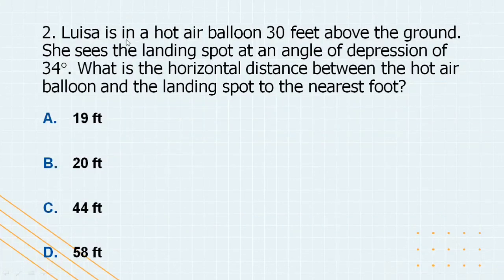Number 2. Louisa is in a hot air balloon 30 feet above the ground. She sees the landing spot at an angle of depression of 34 degrees. What is the horizontal distance between the hot air balloon and the landing spot to the nearest foot? So A is equal to 19 feet, B 20 feet, C 44 feet, or D 58 feet.